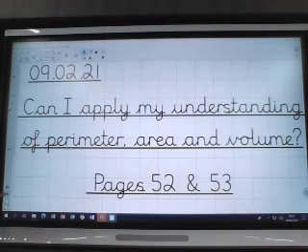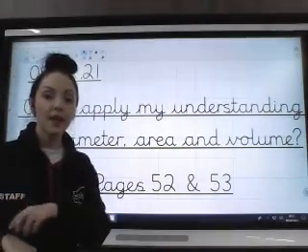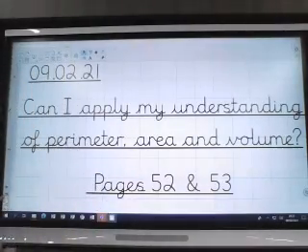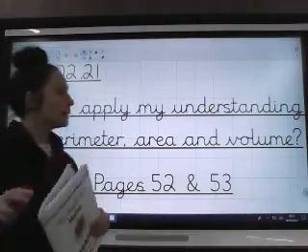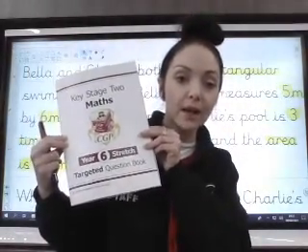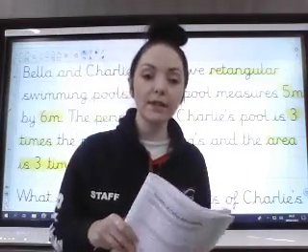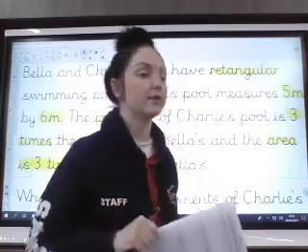We're moving on then to pages 52 and 53. We're doing one page on perimeter and area and then another page on volume. We're still in our stretch book today. Turn to page 52 and you will see it's called perimeters and areas.